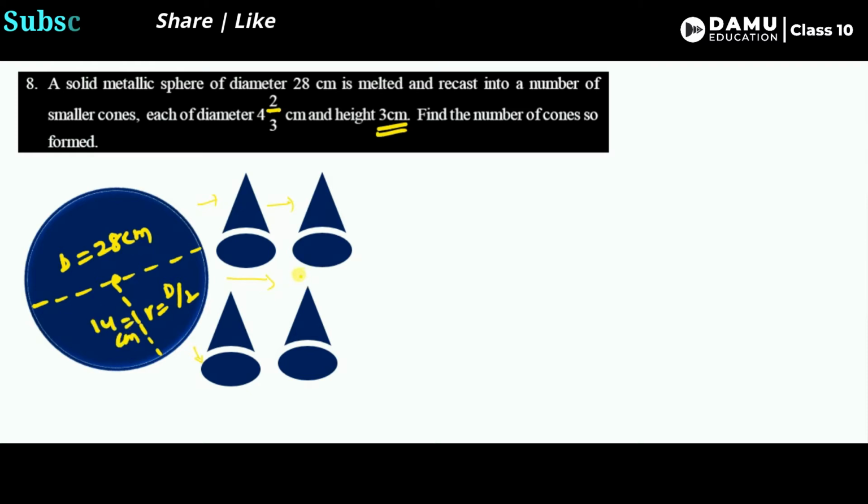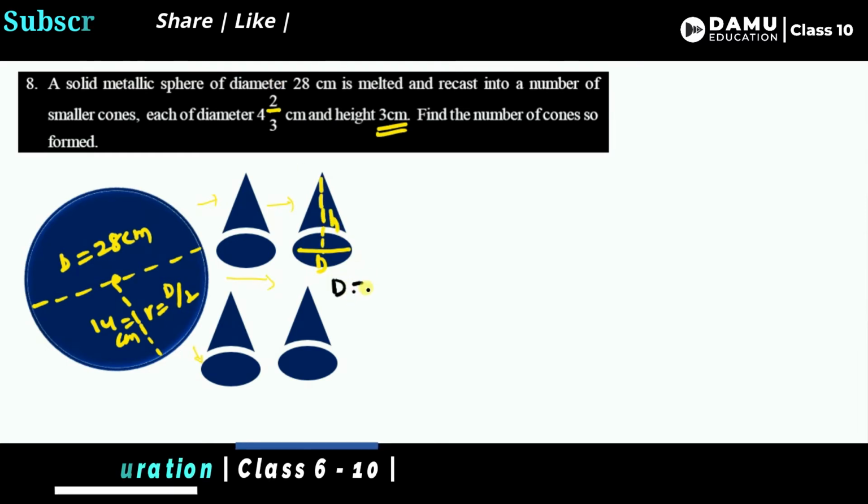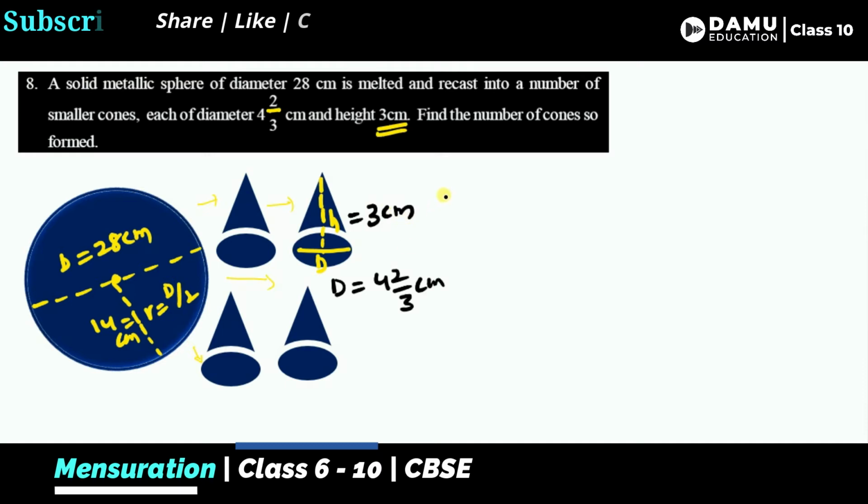Then we know the diameter of the cone. This is the diameter of the cone and this is the height of the cone. The diameter of the cone is 2 by 3 centimeter, and the height is 3 centimeter. Then find the number of cones so formed. The formula will be, as I told, first write n into the volume of each cone.